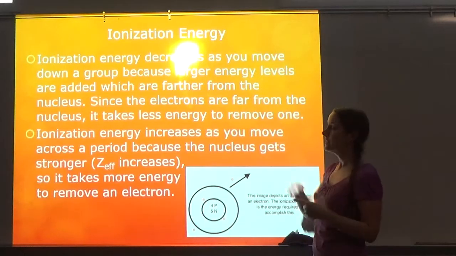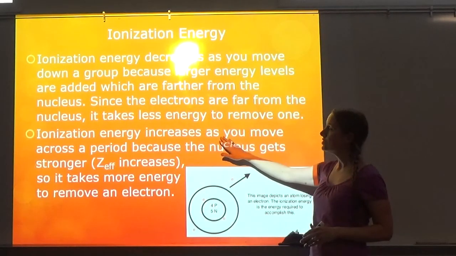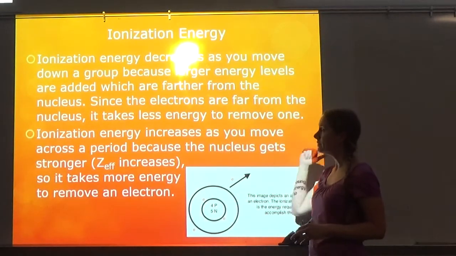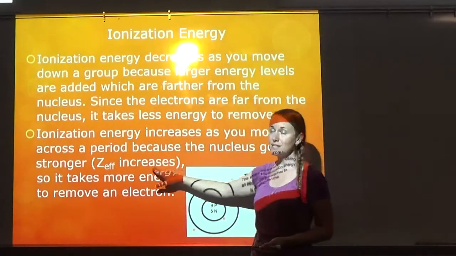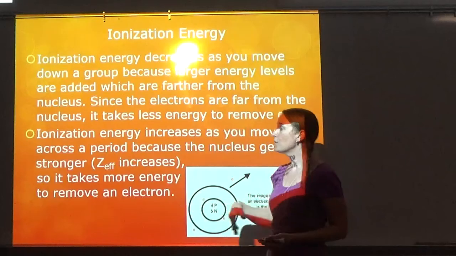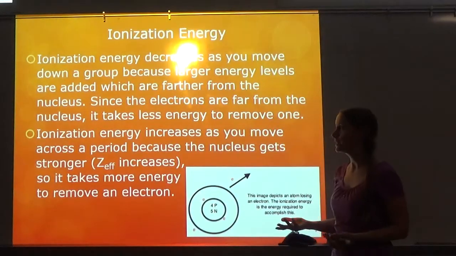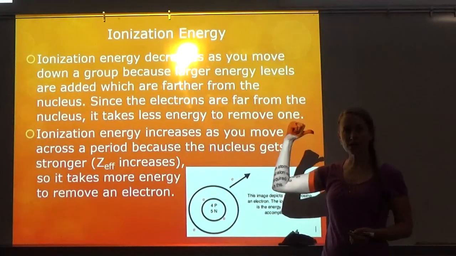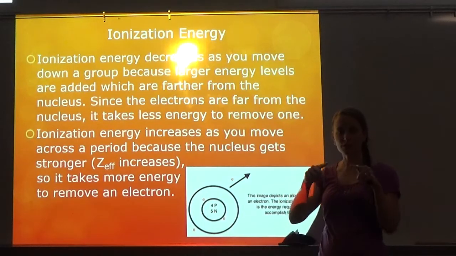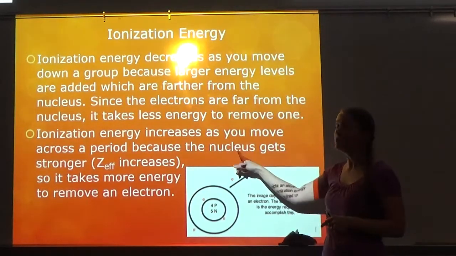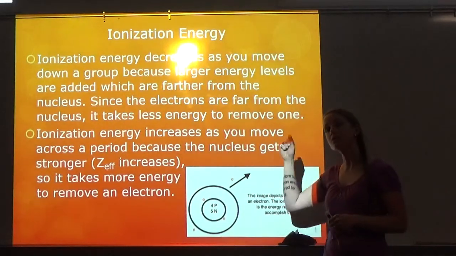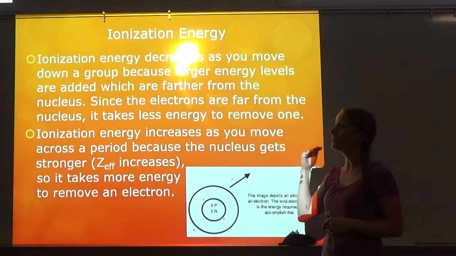You'll notice a pattern here. Ionization energy increases as you move across a period, because the nucleus gets stronger, which means our Z effective increases, so it takes more energy to remove an electron. So as we go across, we're staying the same distance from the nucleus. We're just adding to the same energy level. But the nucleus is getting stronger, and so that's what requires a higher energy as we go across.